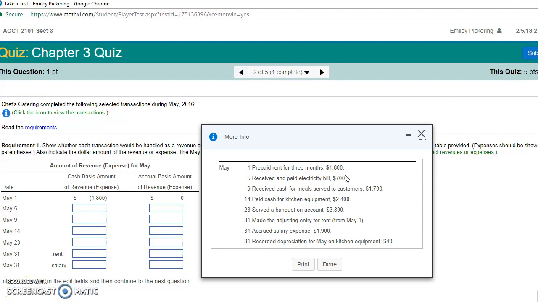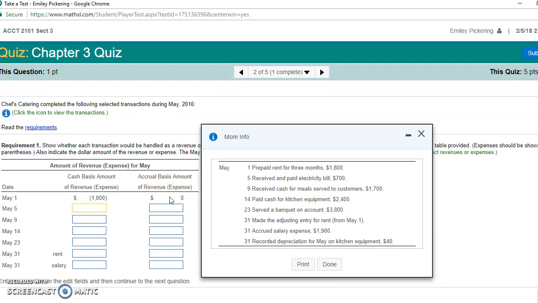Okay, so for this one, we're determining what's going to happen based on cash versus accrual basis of accounting. So accrual basis of accounting is we only record revenue when it's been earned, and we only record an expense once we know the amount and we know we owe it. Doesn't matter when we receive money or when we pay money. So for May 5th, we received and paid an electricity bill. So in the cash basis of accounting, our cash went down, right? And our utility bill, our expense went up.